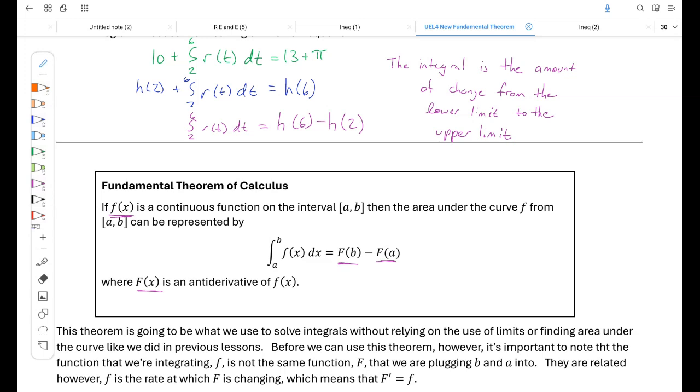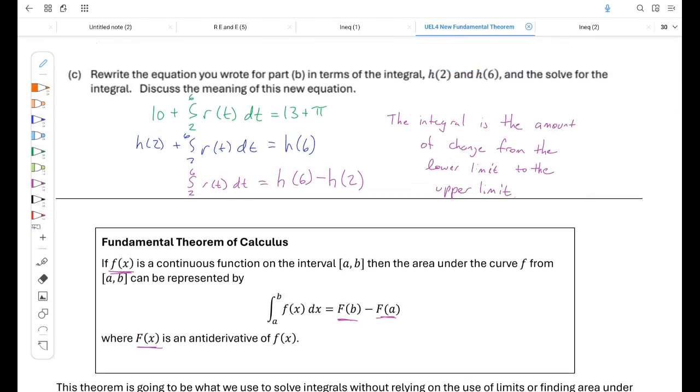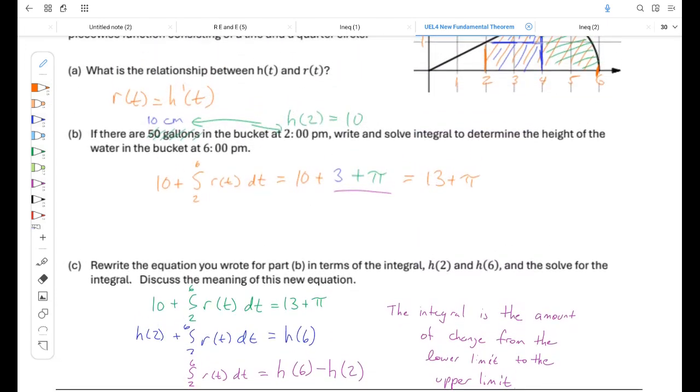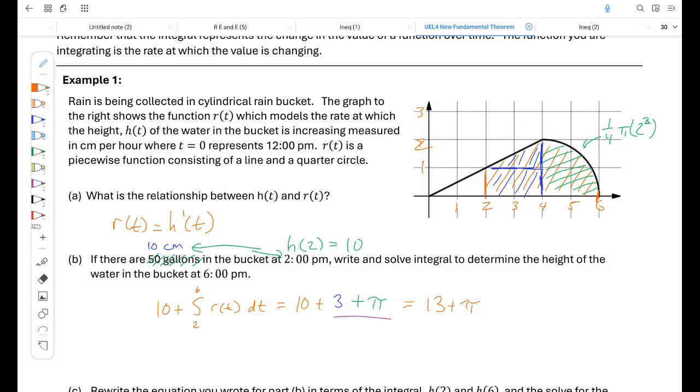So basically what an integral does is it tells you how much change happens between your two x values. If there's a story problem behind it, I think in ours we have water in a bucket? Yeah, water being collected in a rain bucket. So when we integrate the rate at which that water is falling in the rain bucket, we find how much rain actually fell in the bucket between the two time periods.